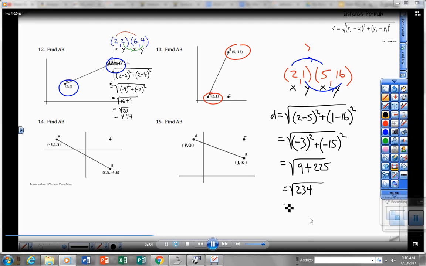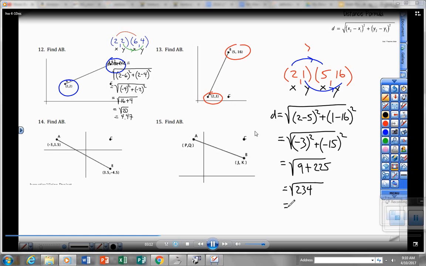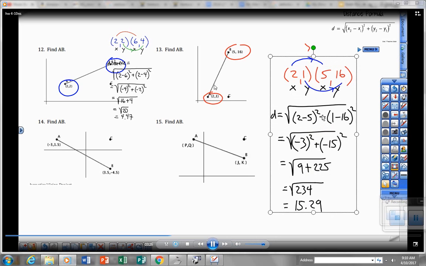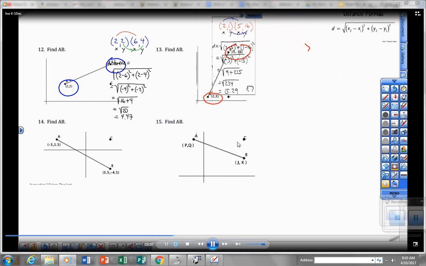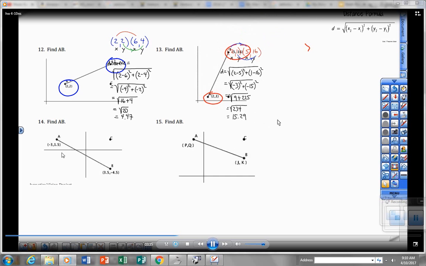And again, on my calculator to get that decimal, that gives me the decimal number of, looks like, 15.29. Remember, 15.29 times another 15.29 is 234, or the distance between these 2 points is about 15.29 boxes or units. All right, next problem here, dealing with decimals and double negatives.